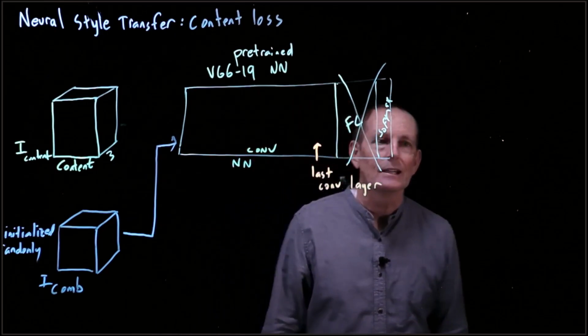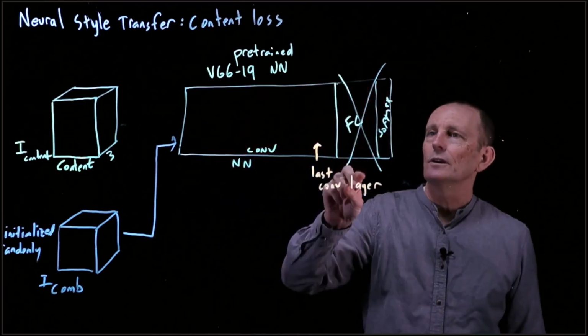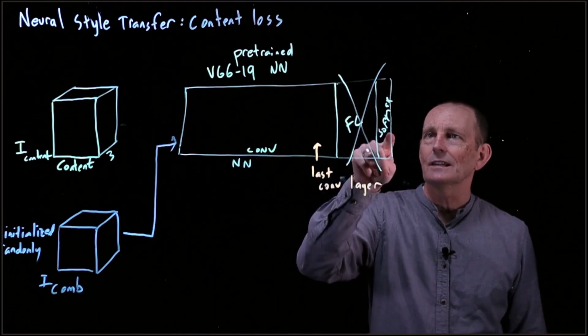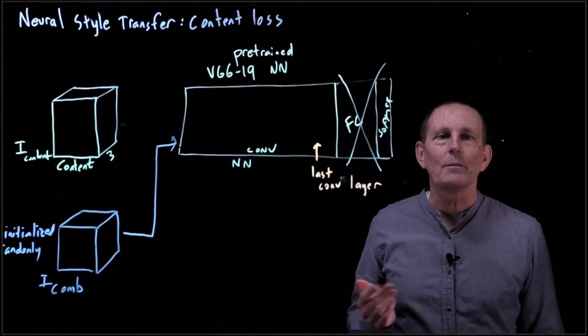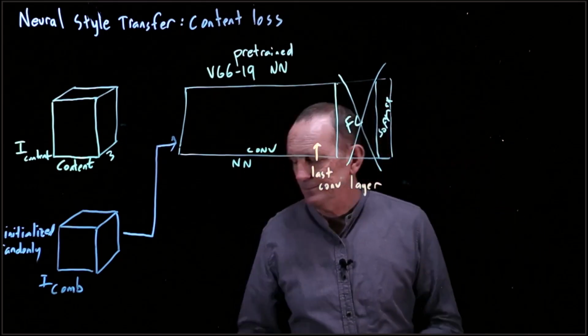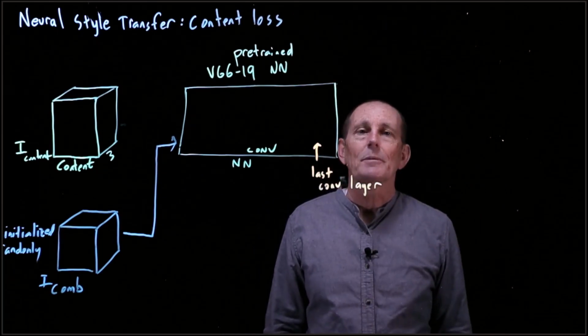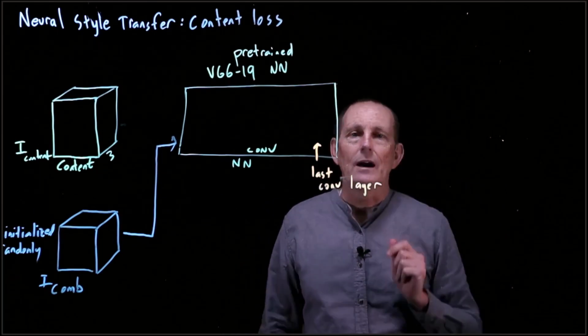The first thing we can look at is content loss. So we've got this network. We know we have these fully connected layers and a softmax at the end. We don't care about those fully connected layers and the softmax. Let's say we get rid of those. So we make a new model where we rip those out.